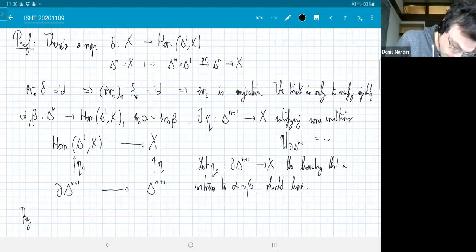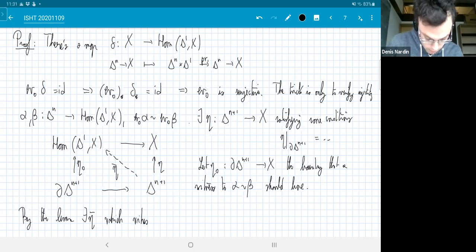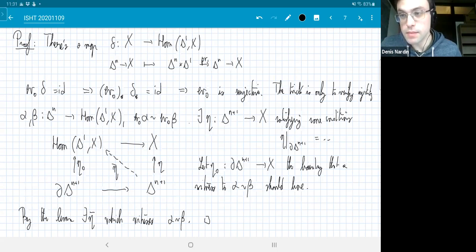But by the lemma, that the characterization, there exists eta bar, which is exactly the one which witnesses alpha beta. So this map is injective, in fact. And so the evaluation at zero and also delta are going to be equivalences on homotopy groups and so on and so forth. You can play fancy games. And of course I did it for evaluation at zero, but again, evaluation at one is verbatim the same thing.